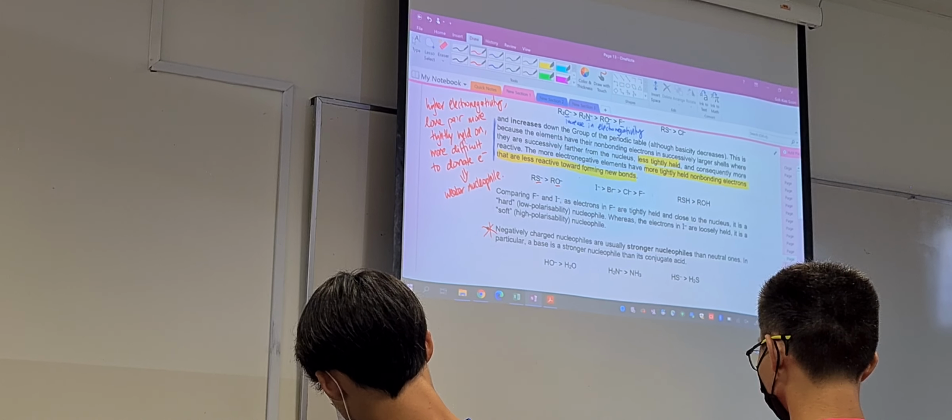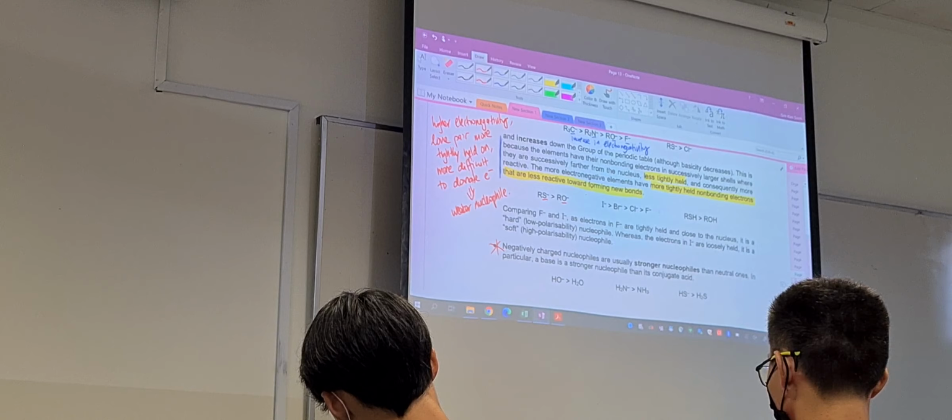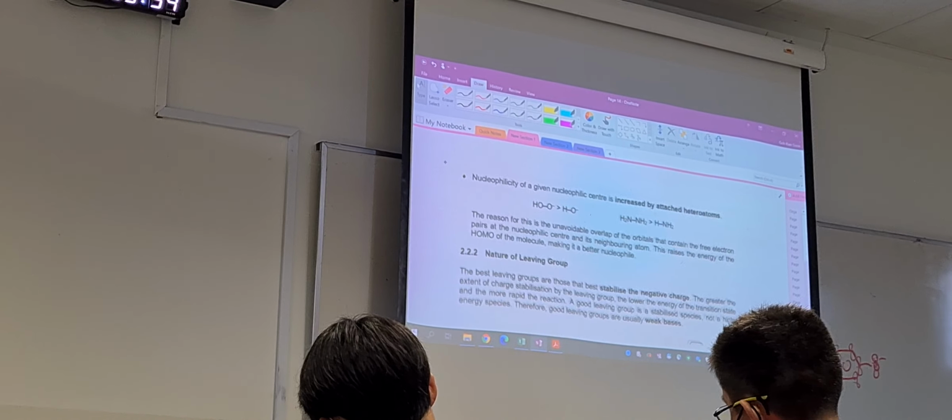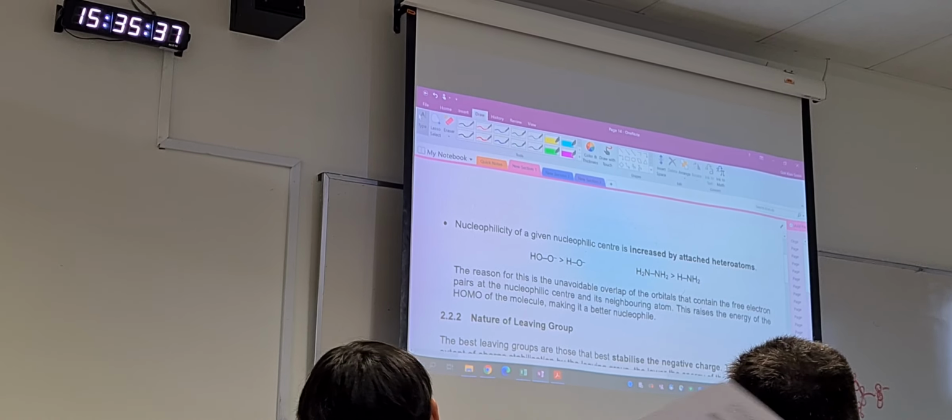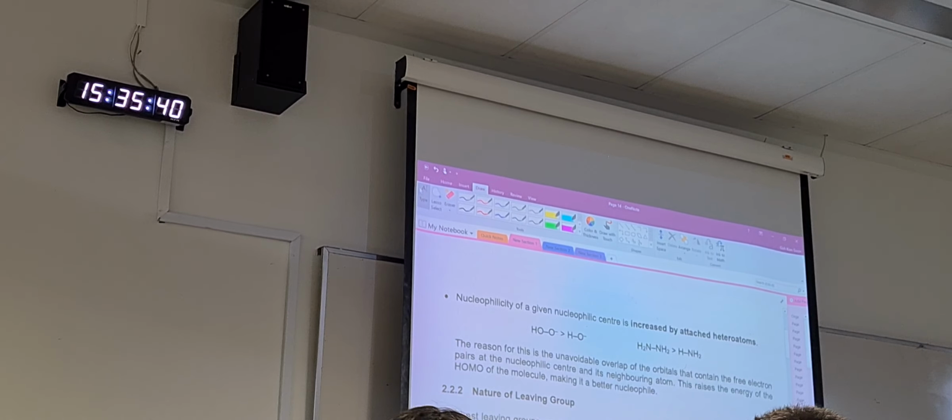And there's one more factor on the next page which you seldom see. Nucleophilicity of a given nucleophilic center increases by attached heteroatoms. For example, normally for OH minus, if I attach another OH at the side, it makes it a stronger nucleophile, by looking at the trend. So that's what is being observed. But we seldom see this in exam. There are two more factors that can affect nucleophilicity, which I will share with you in the extension topic. But I can tell you now, you may want to put it in.